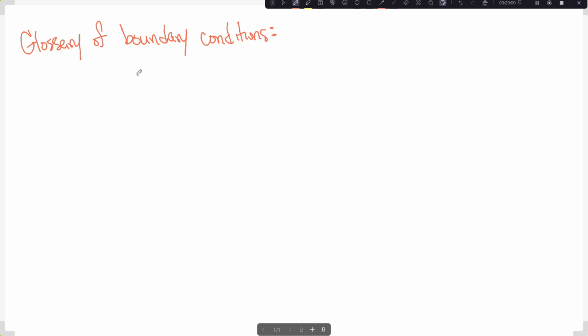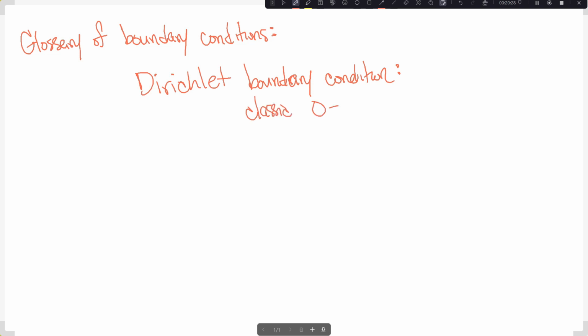We have something called the Dirichlet. This is a nice, fun French word that you get to pronounce. I used to think it was Dirichlet. It is not Dirichlet, it's a Dirichlet. That's something to get used to. So a Dirichlet boundary condition. These are your classic zero derivatives in space, and they are just equal to a function of time.